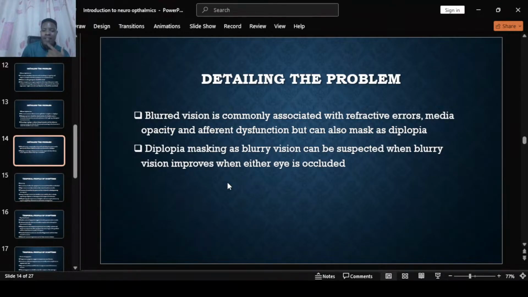So if we are seeing blurry vision, but we don't know if this is actually blurry vision or diplopia: if it is double vision we are dealing with, most times the vision improves when you occlude one eye. But if it is a blurry vision issue, even if you occlude one eye, it will still be how it is. But in diplopia, once one eye is covered, the vision improves.